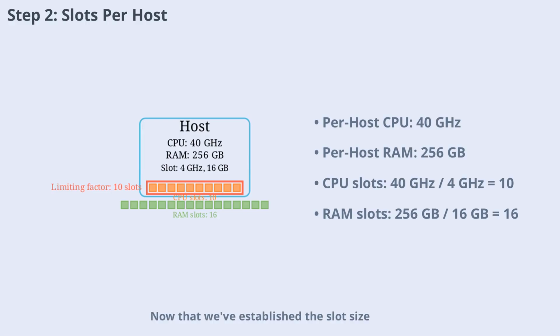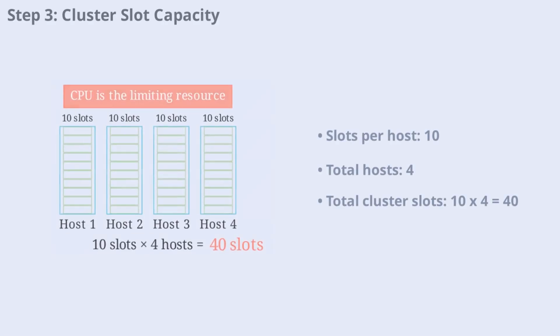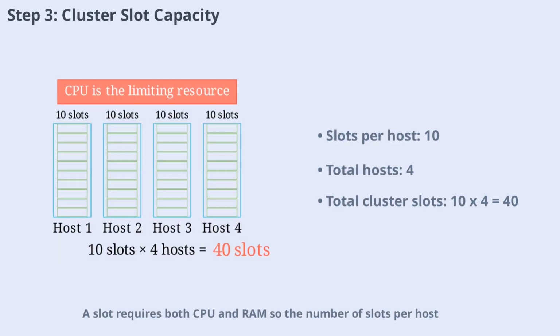Now that we've established the slot size, the next step is to calculate how many slots can fit on a single host. We start by dividing the total cluster resources by the number of hosts to get per host values. Each host has 40 GHz CPU and 256 GB RAM. Next, we divide these per host resources by the slot size. 40 GHz divided by 4 GHz gives us 10 CPU slots, and 256 GB divided by 16 GB gives us 16 RAM slots per host. The limiting factor will be the smaller of these two numbers. A slot requires both CPU and RAM, so the number of slots per host is limited by the most constrained resource.